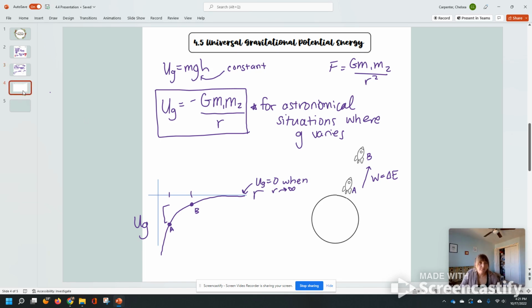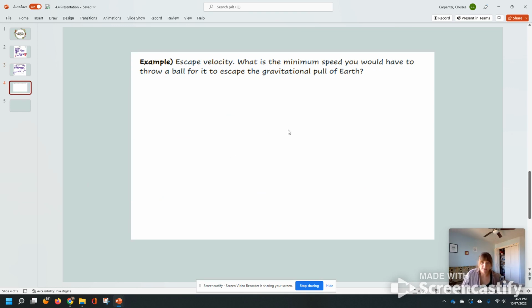Let's do an example. All right, so this is about escape velocity. So what is the minimum speed you'd have to throw a ball? So here you are on the surface of Earth, and you want to know how fast you have to throw a ball so that it just keeps going and does not fall back to Earth. So let's set up our conservation of energy statement. So initially, I know I'm going to have some sort of kinetic energy. Sorry, dogs are barking. And I'm going to have some gravitational potential energy. And I'm trying to figure out what the minimum speed is.